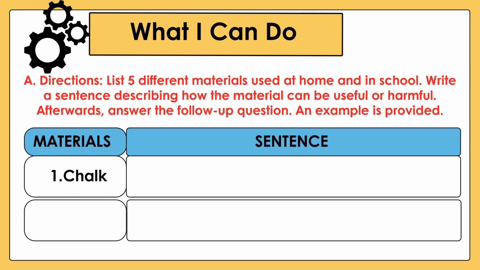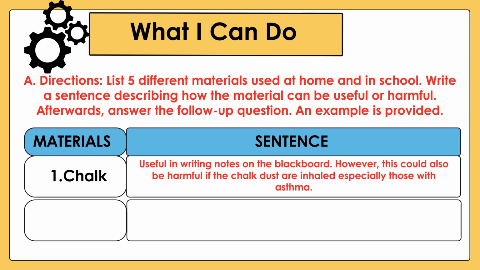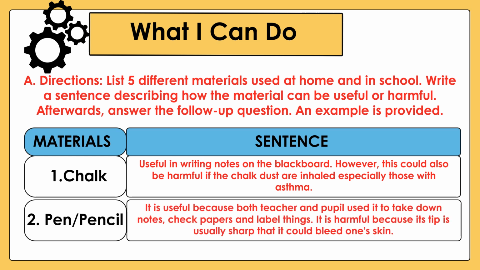The first one is chalk. Useful in writing notes on the blackboard. However, this could also be harmful if the chalk dust are inhaled, especially those with asthma. Number 2 is pen or pencil. It is useful because both teacher and pupil used it to take down notes, check papers, and label things. It is harmful because its tip is usually sharp, that it could bleed one's skin.